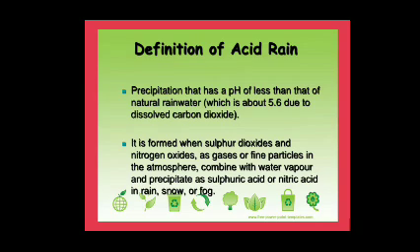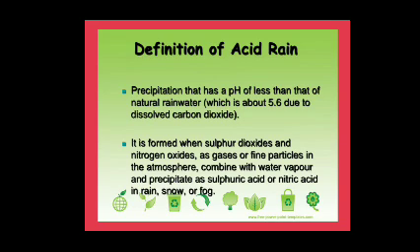The precipitation has a pH of less than that of natural rainwater, which is about 5.6 due to dissolved carbon dioxide. This carbon dioxide dissolves in water: H2O plus CO2 gives H2CO3, carbonic acid. Sulfur dioxide, when it reacts with rainwater, H2O plus SO2 gives H2SO3, sulfurous acid.